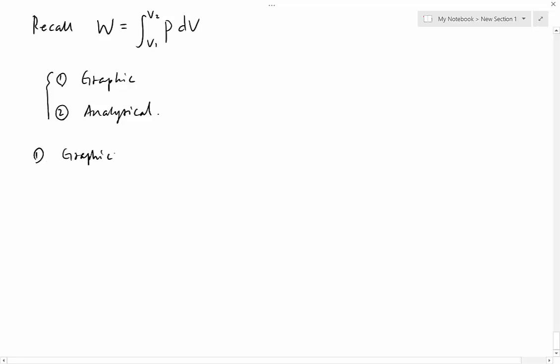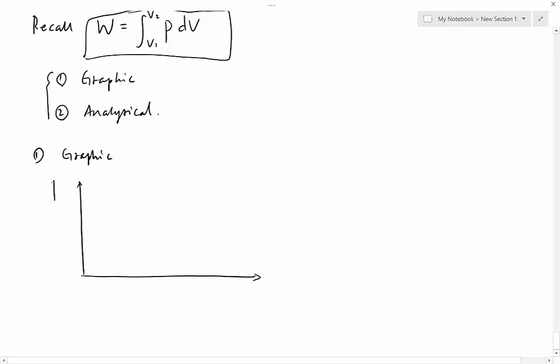How do we analyze this equation? W is equal to integral V1 to V2 P dV. The first method is graphic analysis. Okay, so first of all, let's recall the diagram, pressure versus volume. And we said it's always one single curve. And now I tell you, this is my initial, this is my final.